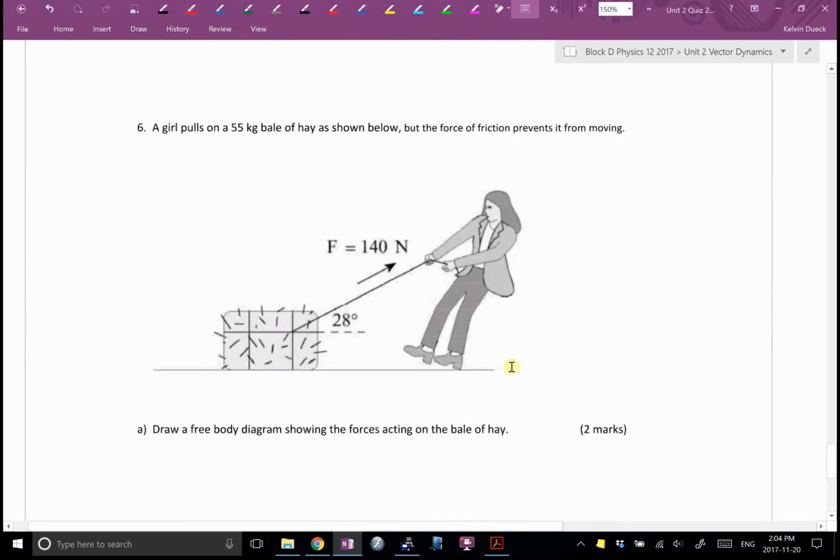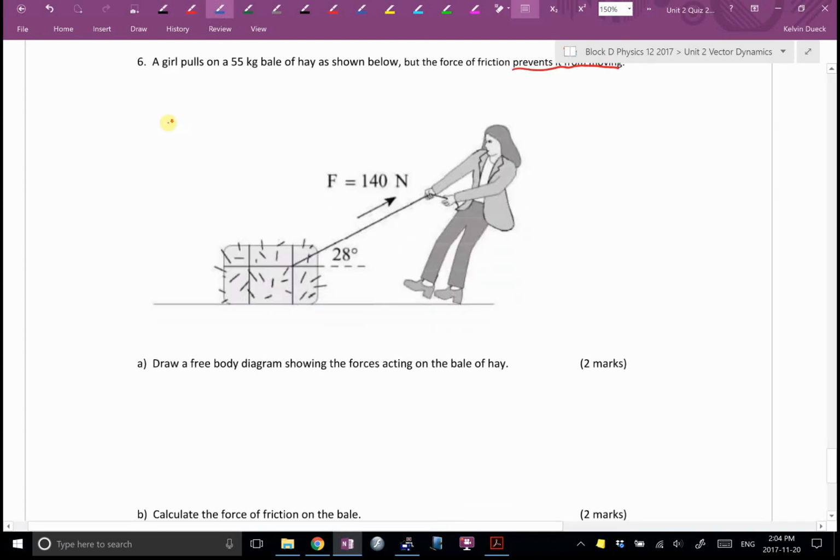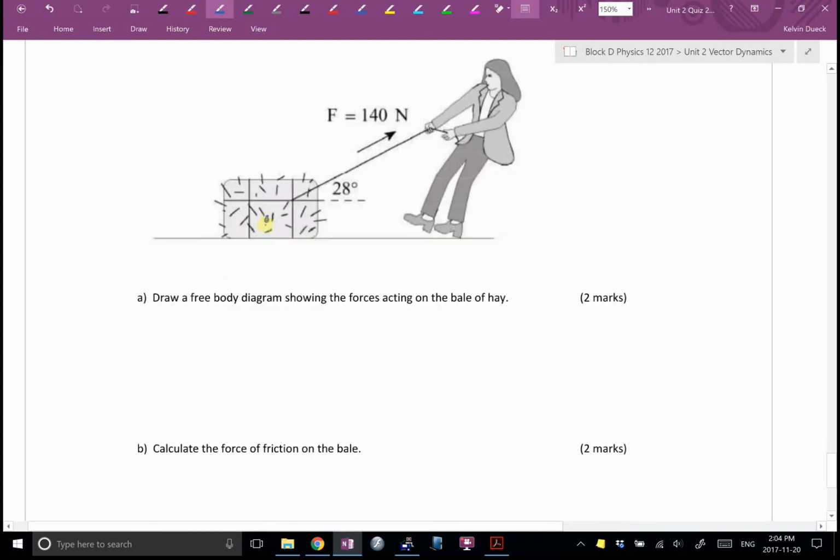This question could be really yucky, except that right there, the fact that friction prevents it from moving, just made the question significantly better. It wants a free body diagram showing the forces acting on the bale of hay. I'm going to label my actual diagram.